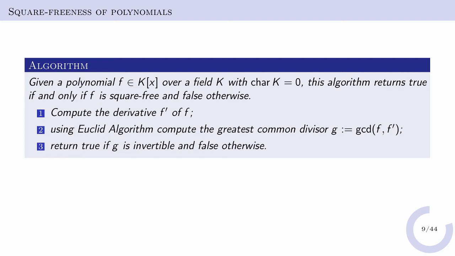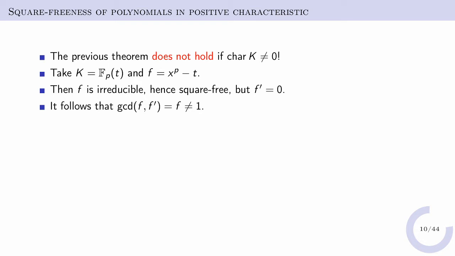The assumption that the field has characteristic 0, in other words, that the field contains the rationals, is indispensable. In fact, this theorem no longer holds if we forget about this assumption. We can see it on this simple counterexample. For k, we take a field of rational functions over the finite field with p elements, over the Galois field of p elements. And our polynomial f is x to the pth power, x^p minus t.